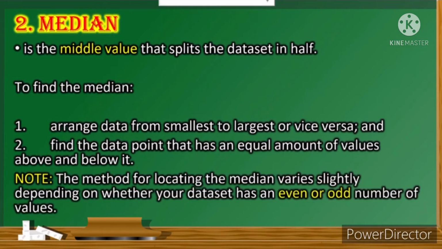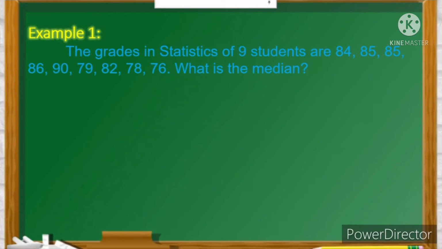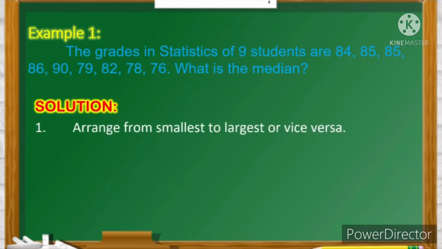Please be reminded that the method for locating the median varies slightly depending on whether your data set has an even or odd number of values. Let us have an example. The grades in statistics of 9 students are 84, 85, 85, 86, 90, 79, 82, 78, and 76. What is the median? For our solution, let us first arrange from smallest to largest or vice versa.